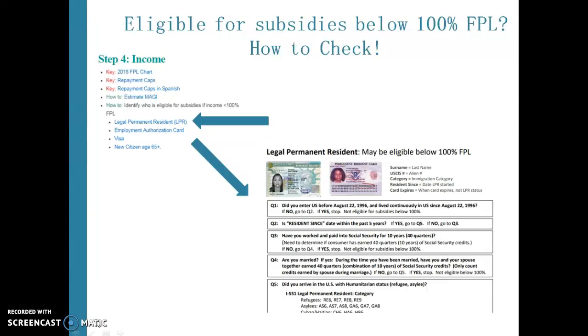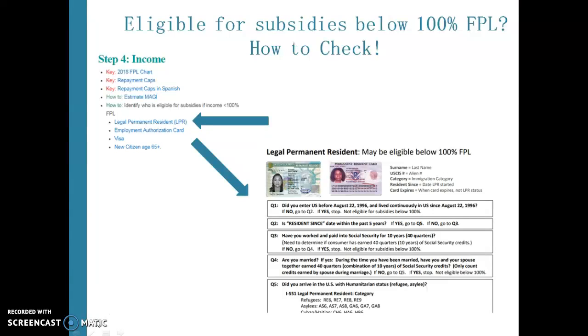Now she is not married, so we'll go to question 5. Now you'll notice I say she came here from Sweden for music. I do not give you the category code, but suffice it to say, it would be pretty unlikely for us to have an asylee, refugee, or humanitarian status green card holder from Sweden. That just doesn't happen. And for that reason, we can safely say that this consumer did not arrive in the United States with humanitarian status and that they should be eligible below 100% of the federal poverty level.